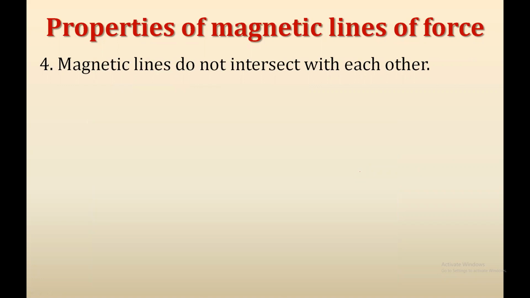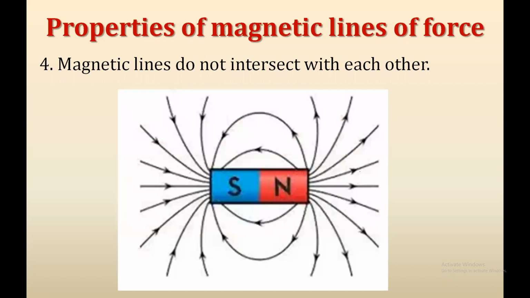Fourth property: magnetic lines of force do not intersect with each other. As we say, the magnetic lines of force are used to represent an imaginary magnetic field, but it is observed that these lines never intersect each other. It means every magnetic line of force has a unique path. They will not intersect or cross one another. This is the fourth property of magnetic lines of force.